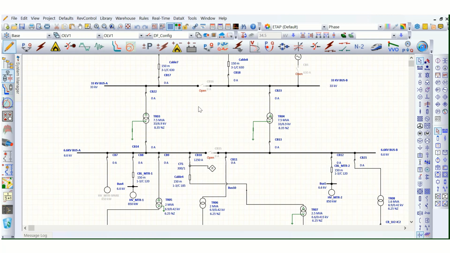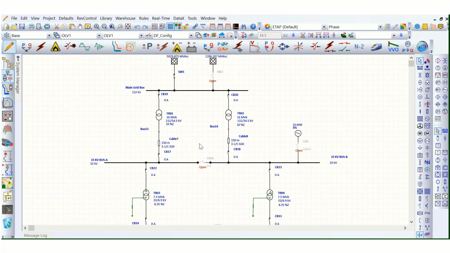So maybe it is a little bit lengthy video, but I believe this video will be helpful for engineering professionals to understand the neutral grounding of the transformers, or maybe of the generators, in a power system network. So let's start from the low voltage side.